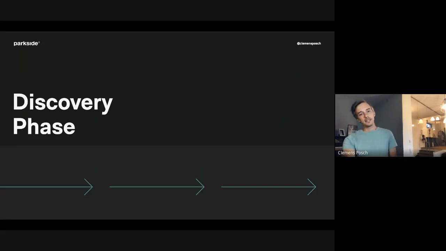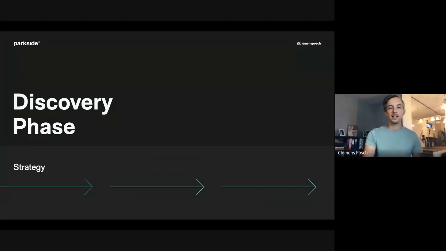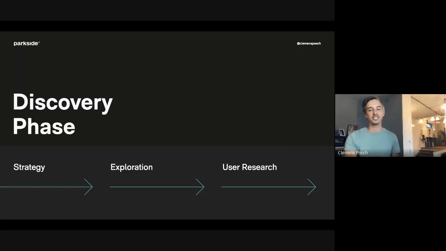In the discovery phase, we try to understand the client and the business model. Strategy, of course: what's the scope? What are the UX goals? Do we need an MVP? How does the market look? Where are the competitors? Then we do some exploration, some high-level design direction, product personas, requirements engineering, and software architecture. And of course, user research, some interviews, evidence-based personas, questionnaires, you name it. I don't need to tell you much about that.